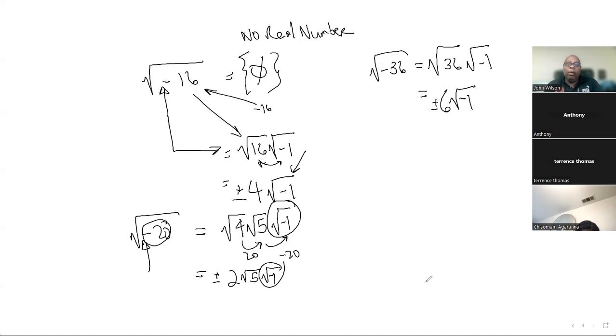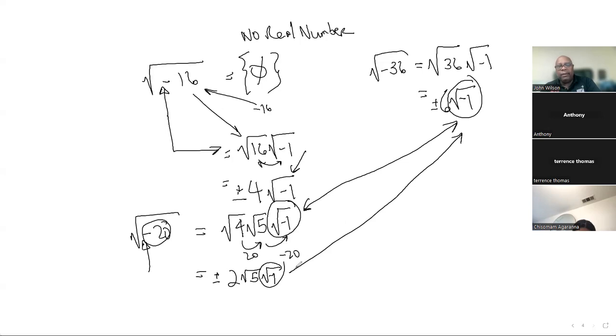Oh, wow. So we're always going to have this square root of negative 1 component. You see it? You're always going to have it when you're doing the square root of a negative number. I'm going to say that again. Whenever you take the square root of a negative number, you're always going to have that negative 1 component. Square root of negative 1, okay?